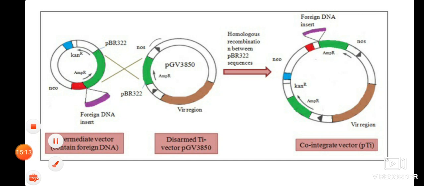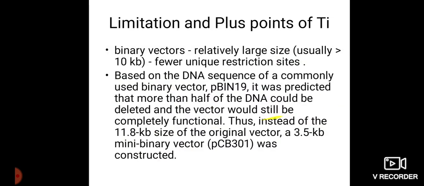So I'll stop here, and I'll continue with another slide in order to explain the limitations of the TI plasmid and other things.